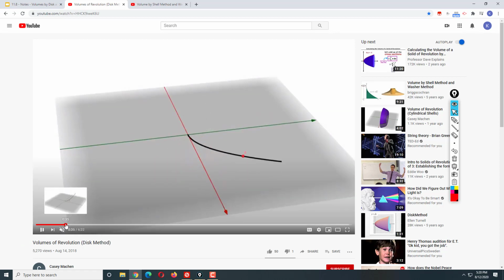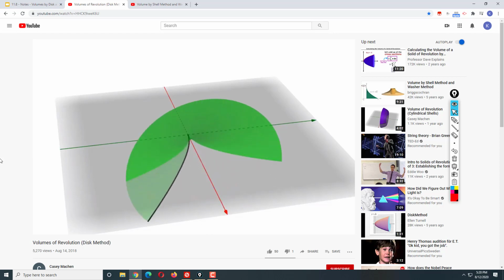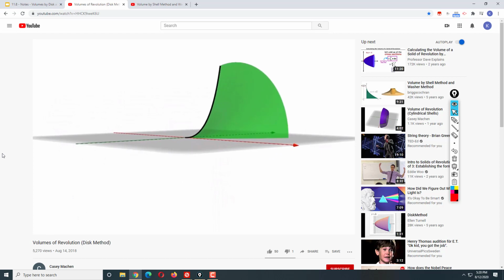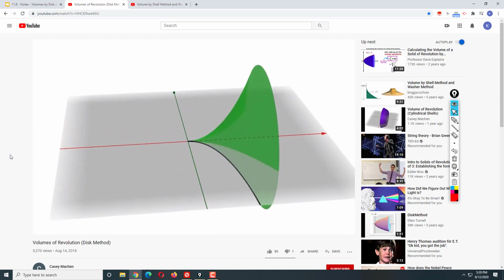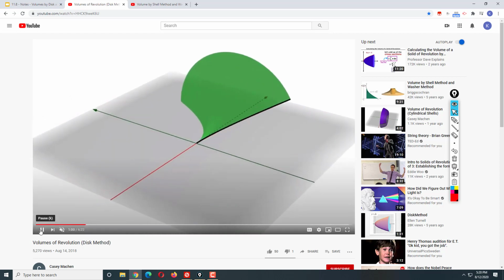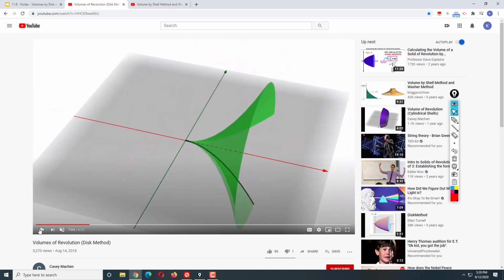So from a different angle, when our line is farther away from the x-axis, it's going to make a bigger circle. When it's closer to the x-axis, it makes a smaller circle. You add all of these circles together, we get a solid that looks like this. Our goal is to find the volume of this solid. How do we do that?